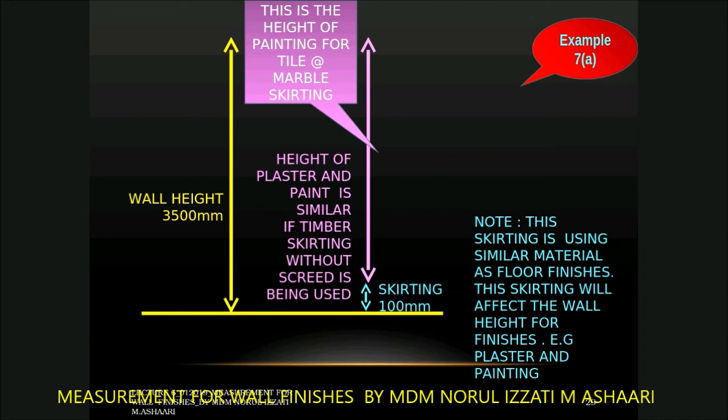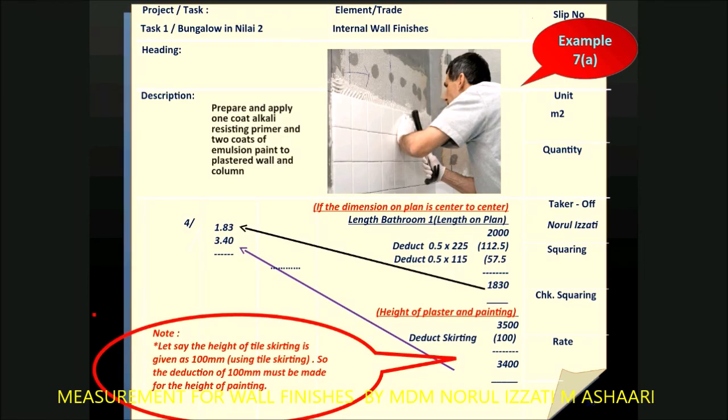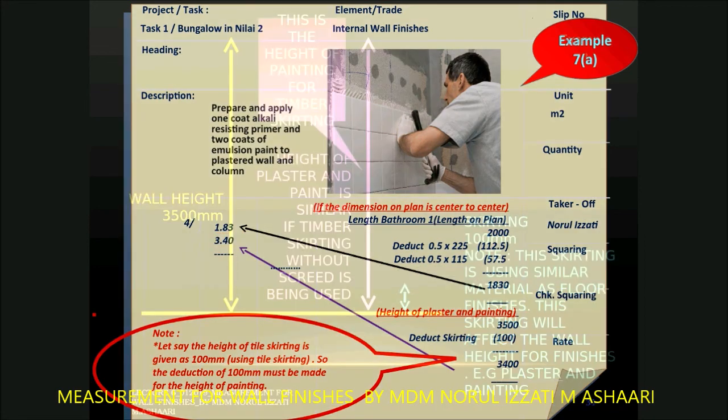Okay, next one. You can see here, let's say the height of the tile skirting is given as 100 mm. So when you need to measure for the plaster and painting only, you have to deduct the skirting. Look at this. So the height of the wall finishes will now be reduced to 100 mm.